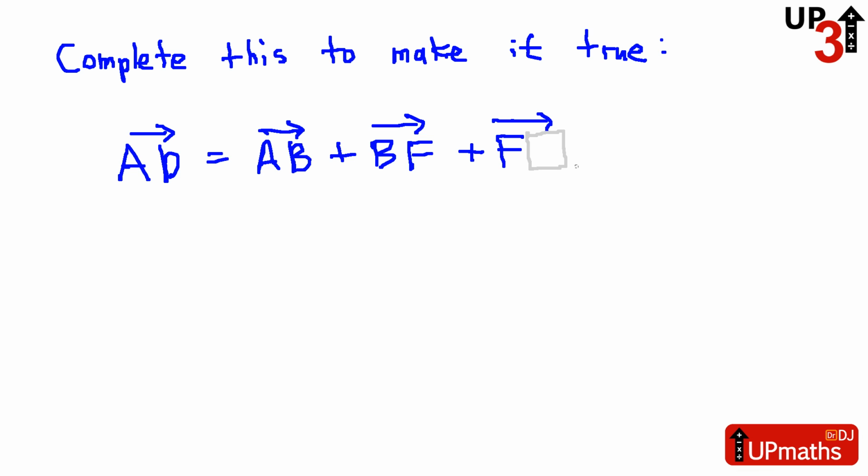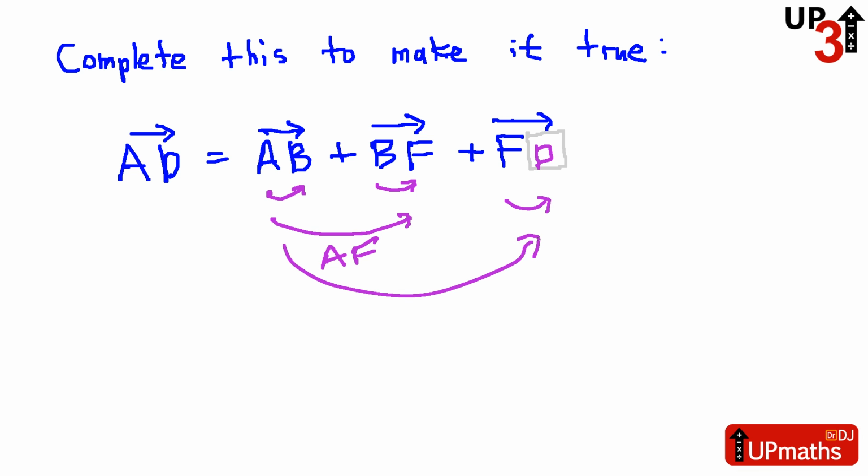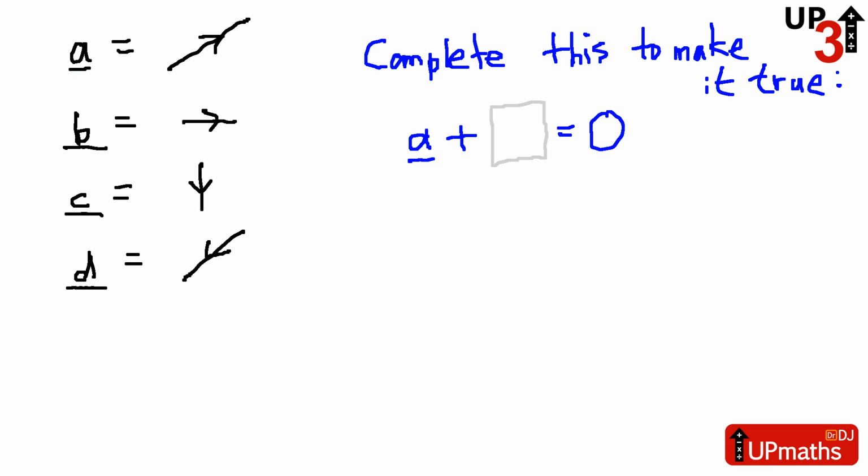How could we make this true? Well, the answer is to put a D there, because then we're going from A to B, and then from B to F, which means we've basically gone from A to F, and then from F to D, which means we've basically gone all the way from A to D, which is the same as this one was. So that's how it maybe taught you a little bit about how we write about vectors. Have a go. Can you complete this to make it true?